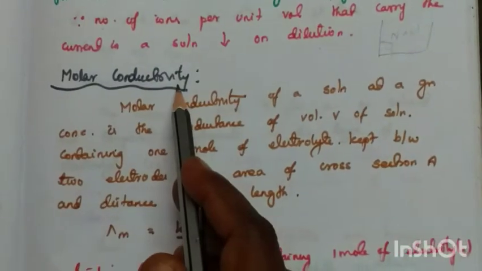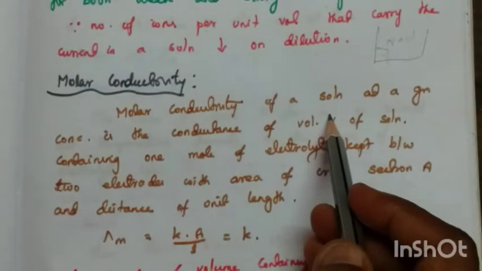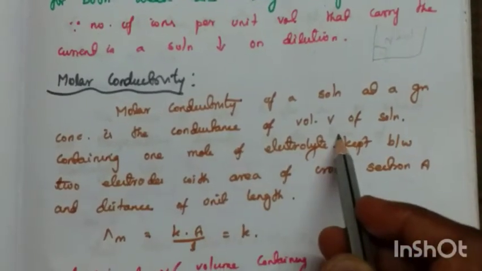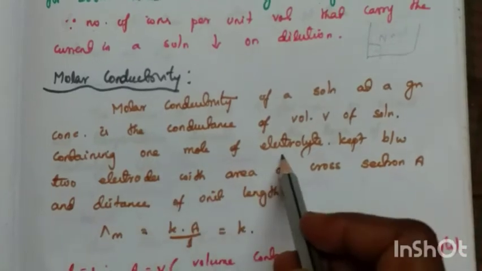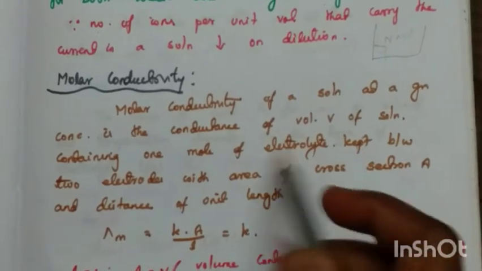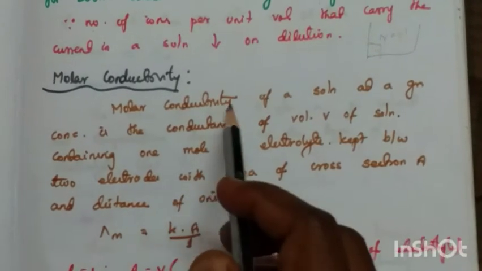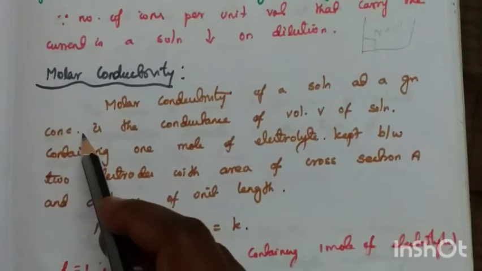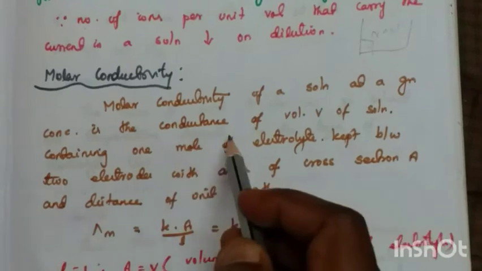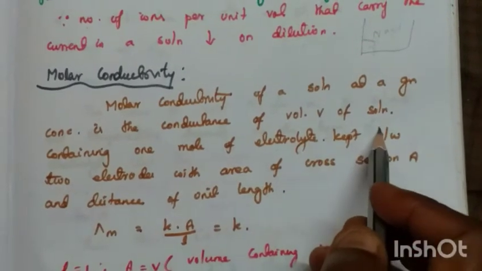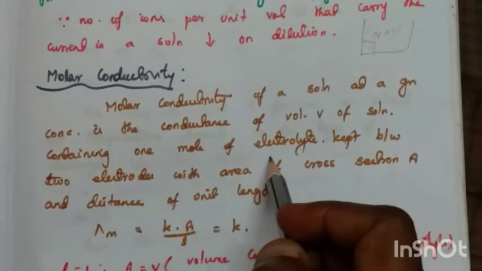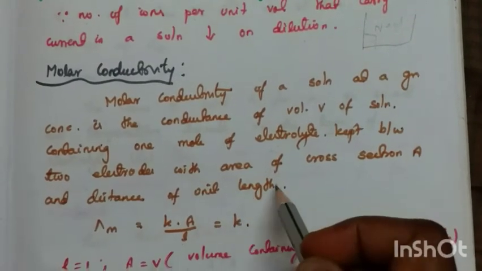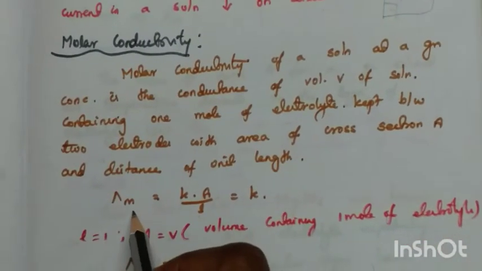Now, molar conductivity. The molar conductivity of a solution at a given concentration is the conductance of the volume of solution containing 1 mole of the electrolyte, kept between 2 electrodes with area of cross section A and distance of unit length L. This was already discussed in the last class.